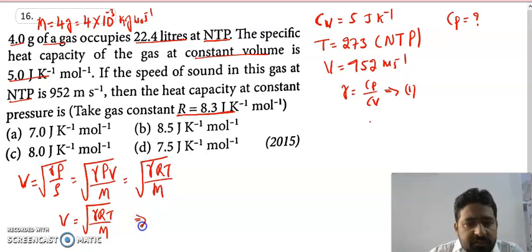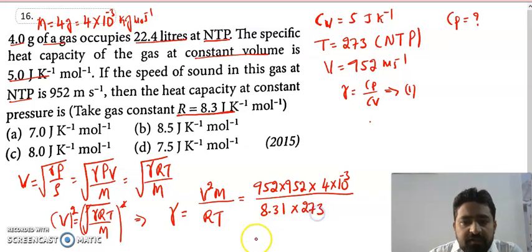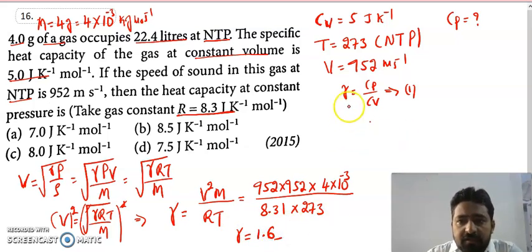Now from this equation we can easily find gamma. Squaring on both sides, the square and root get cancelled. So gamma is equal to V squared M divided by RT. Now put the values: V is 952, so 952 into 952 into mass 4 into 10 to the power of minus 3, divided by R, 8.31, into T, 273. Doing the calculation, gamma is equal to 1.6.